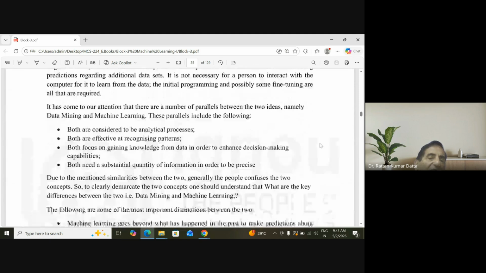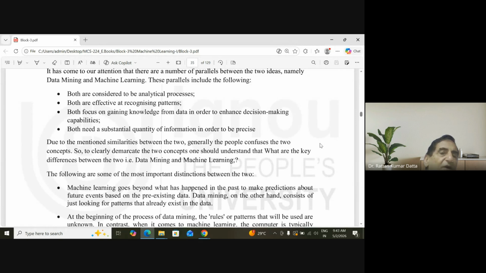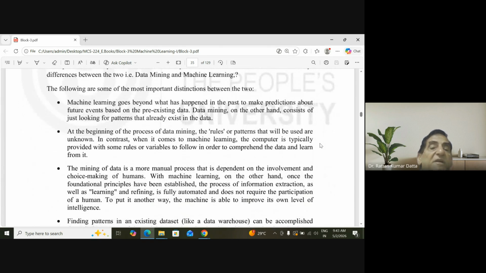So these are the things which are talked about. Both are considered to be analytical processes. Both are effective at recognizing patterns, that is, we are saying deep learning and machine learning. Both focus on gaining knowledge from data in order to enhance decision-making capability. Both need a substantial quantity of information in order to process. Machine learning goes beyond what has happened.